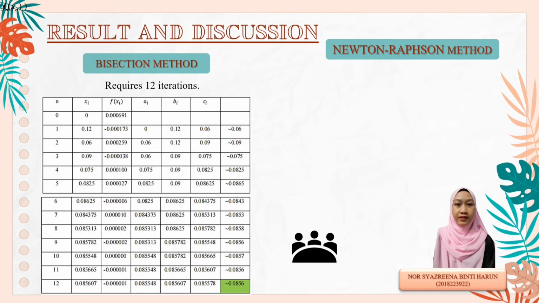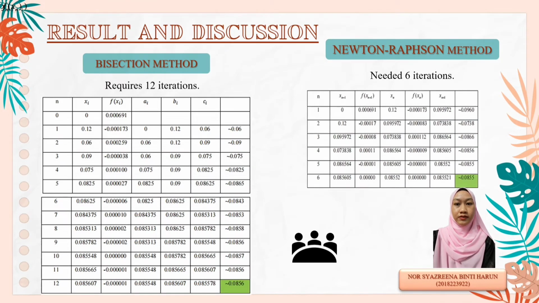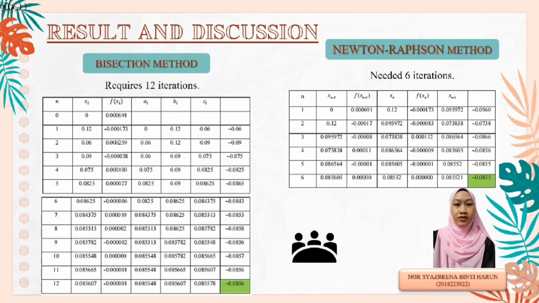Result for bisection method: bisection method required 12 iterations. The approximate value for the bisection method is 0.0856. Result for Newton-Raphson method: Newton-Raphson method needed 6 iterations, where it is a quick way to find a good approximation for the root of the function. The approximate value for Newton-Raphson method is 0.0855.